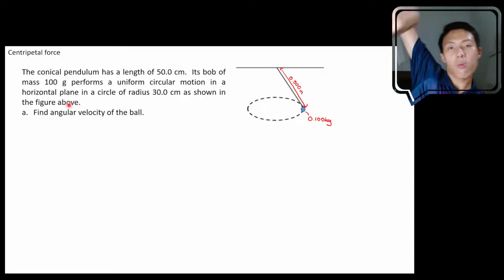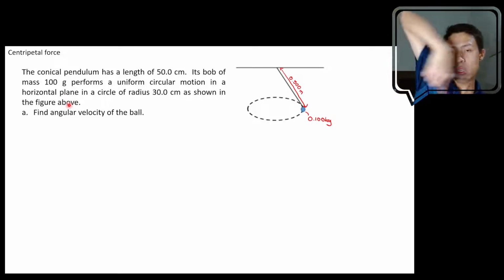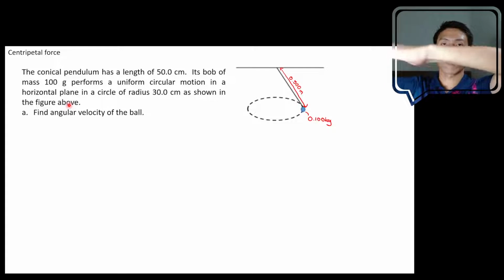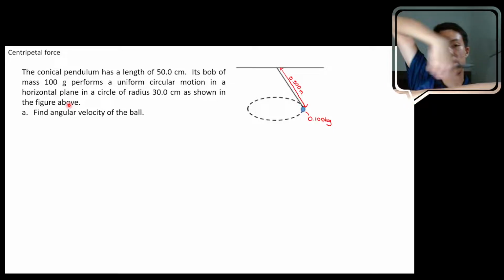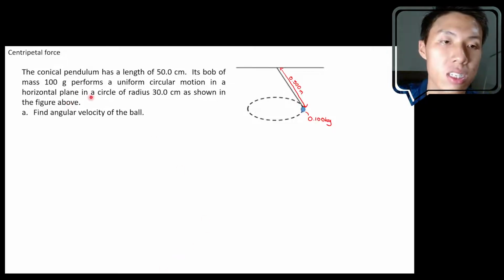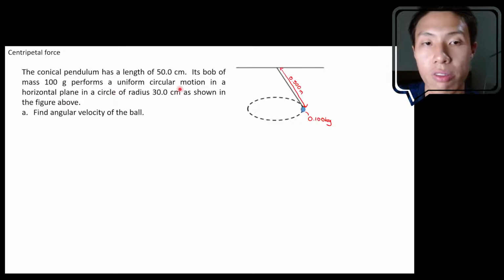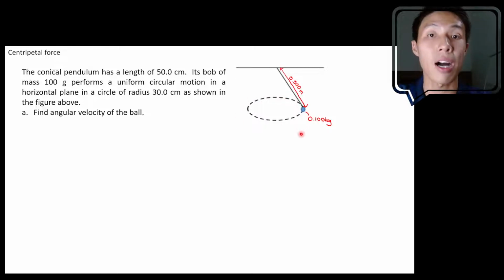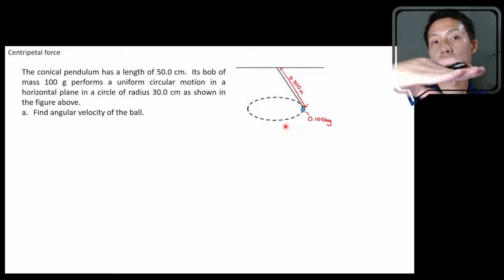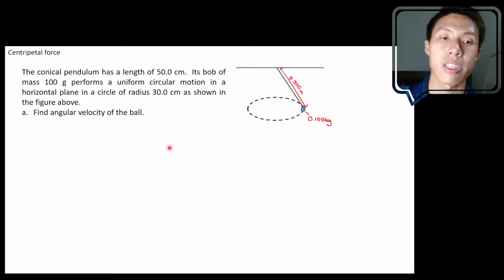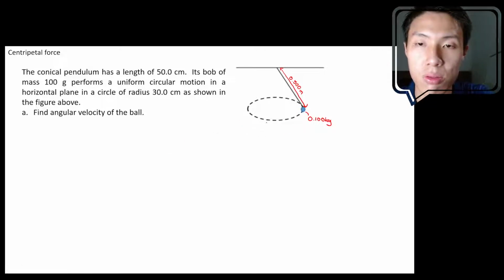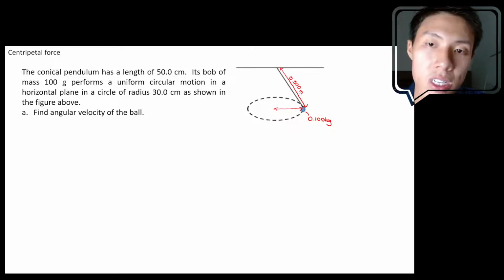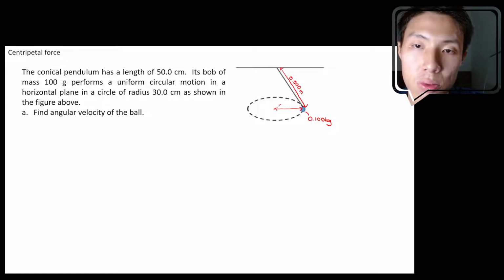Okay, so it performs a uniform circular motion in a horizontal plane. So you should expect that when the pendulum is swinging, it's swinging in a plane that is horizontal. And this circle here has a radius of 30.0 cm. So this dotted line circle over here will be the path of the pendulum bob, and it's horizontal like this. The distance from the center of the circle to the circumference of it, this length over here, which is the radius, will be 0.300 meter.